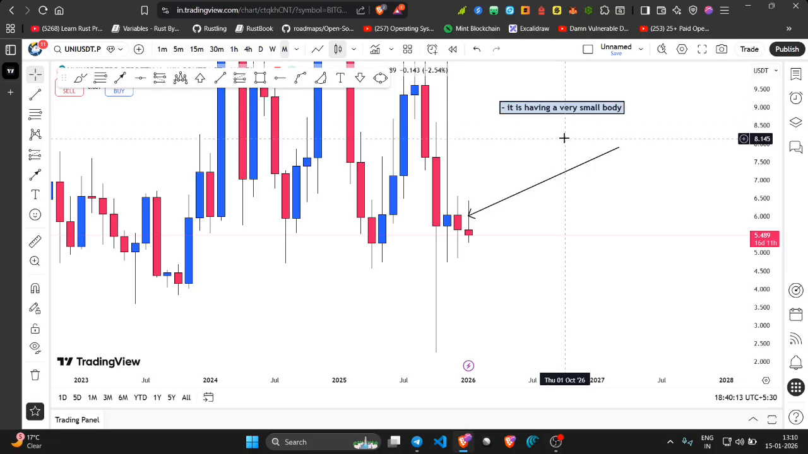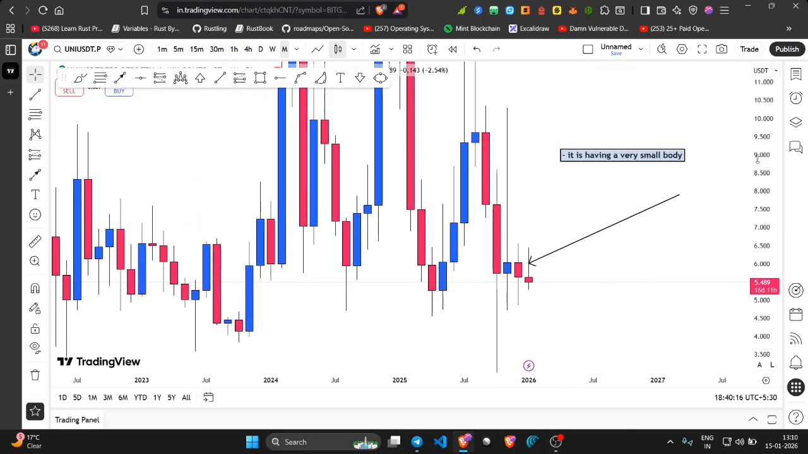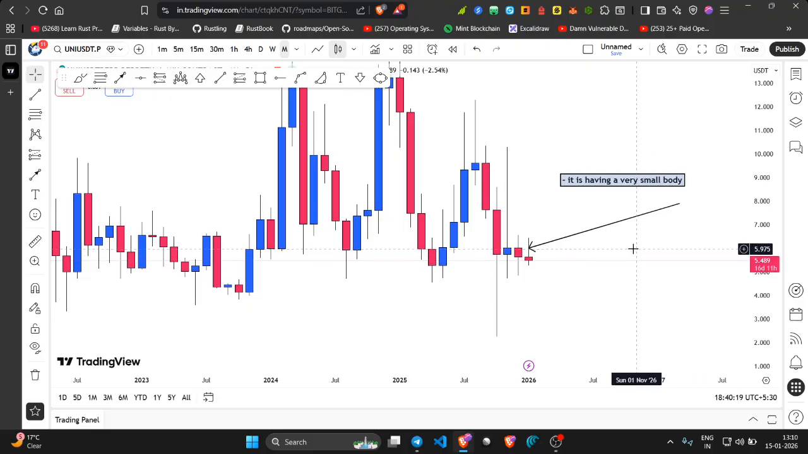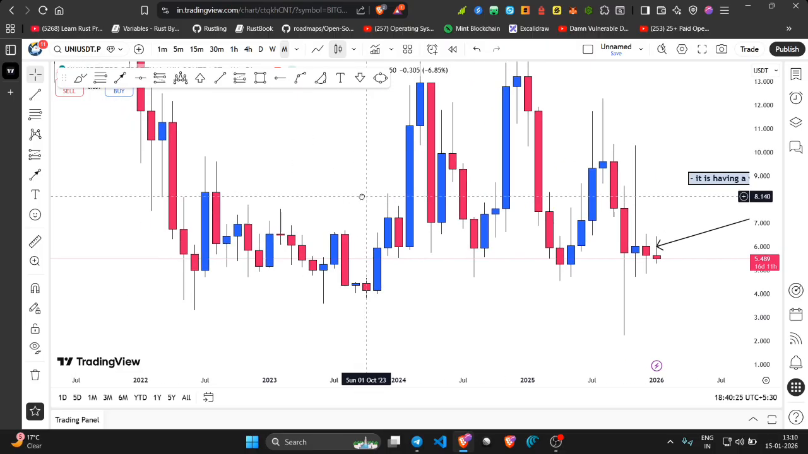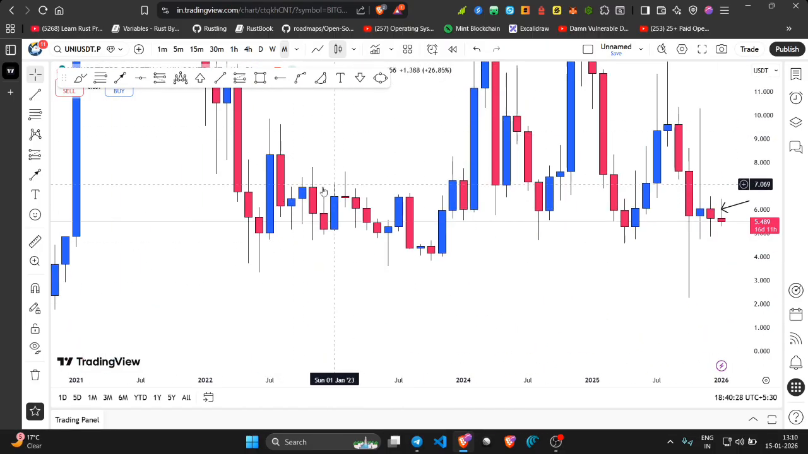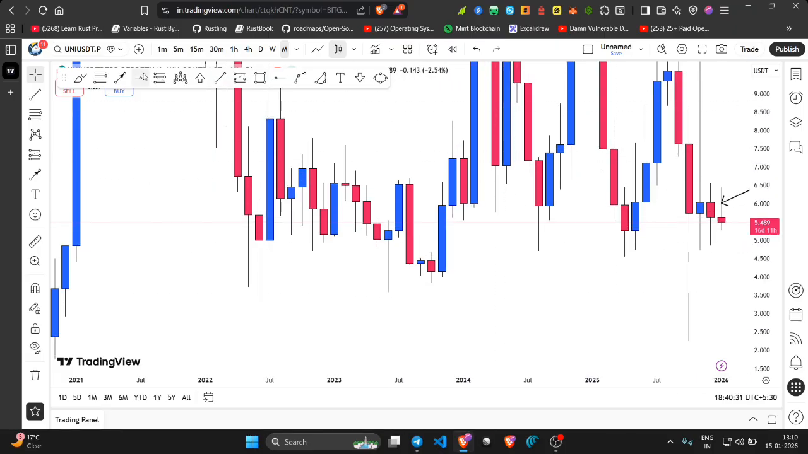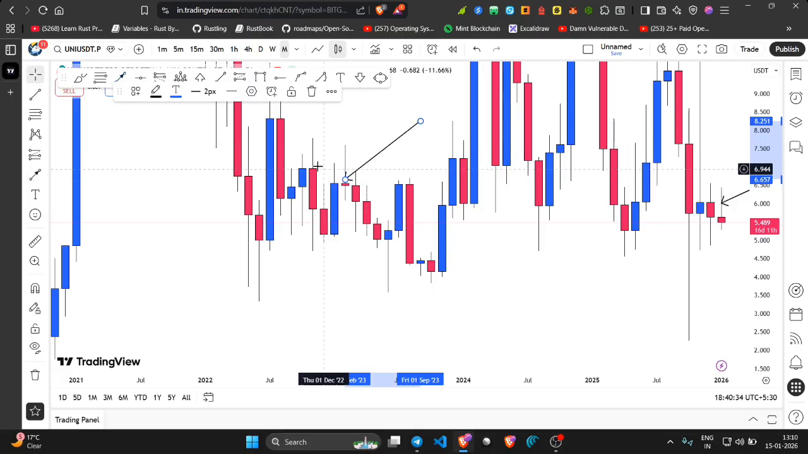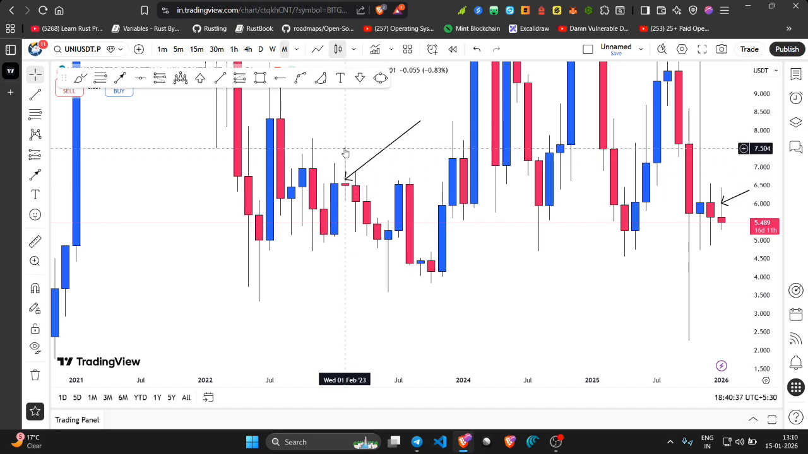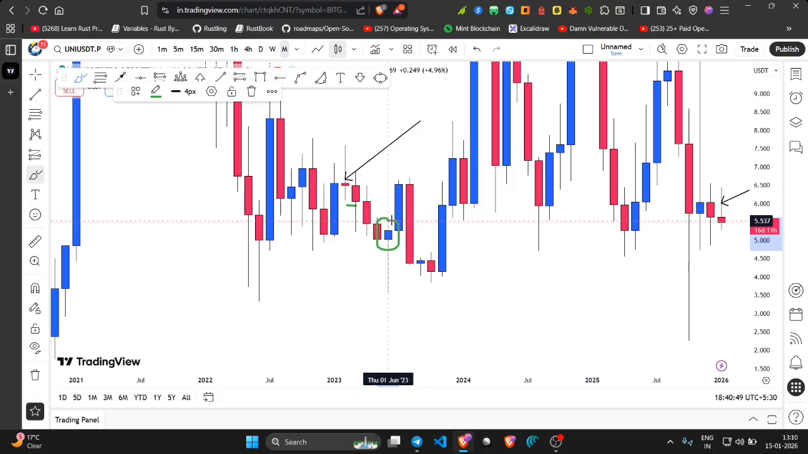Now I want you to observe the second point. What happens when Uniswap forms a small body on the monthly time frame? Let's look at some examples. This is the first example. This month, Uniswap formed a small body, but if you see the next month, it gave a good move. At this point also it formed a small body, and the next month was bullish. And same here, two candles back to back with a small body.